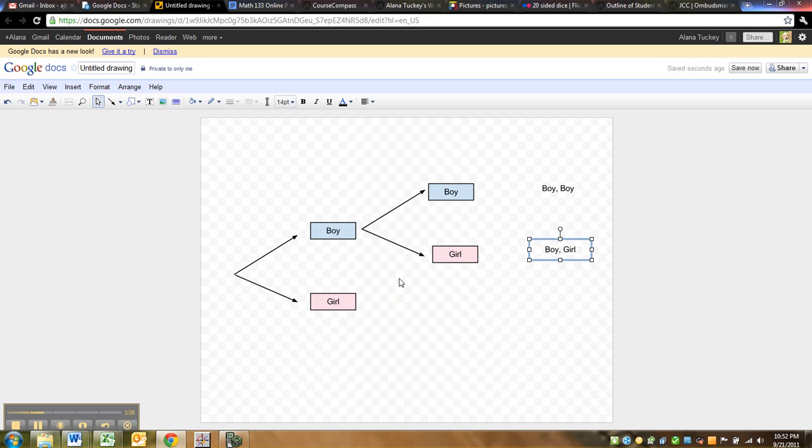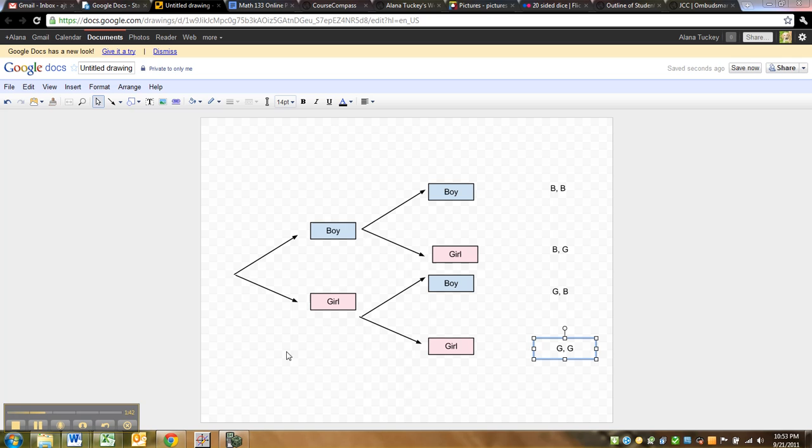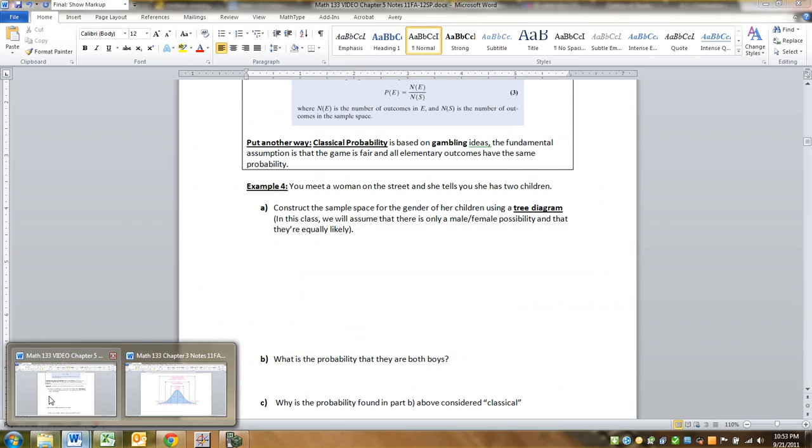Now I'm going to pause and make the other wing. Hold on one sec. All right, I'm back. So here's the first kid. When you have your first kid, you have a boy or a girl. Then you could have had a boy, and there's your second kid, or you could have had a girl, and there's your second kid. So it's a way of organizing what's happening. So the 4 options for your sample space are BB, BG, GB, and GG. That is your sample space, and we've made a tree diagram to show it.